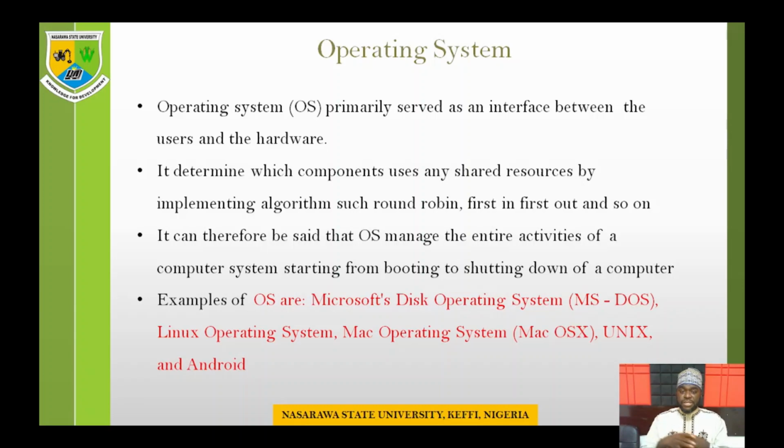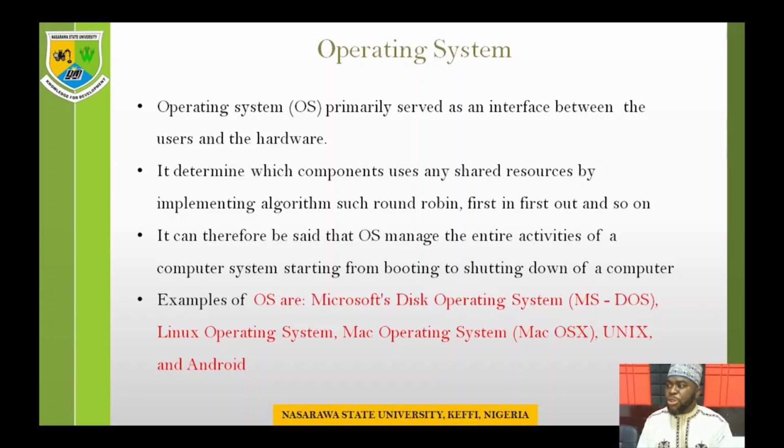So the operating system primarily serves as an interface between the users and the hardware. Like I've said earlier, the primary objective of an operating system is to link, to serve as an interface, to enable the application software to talk with the hardware.